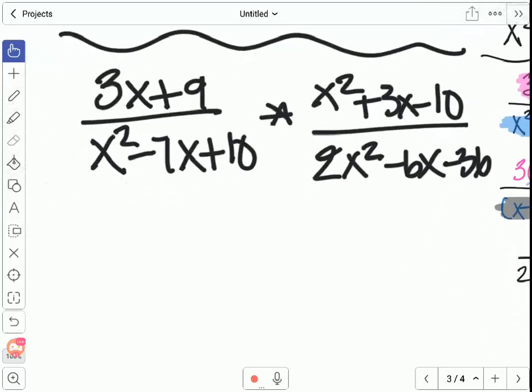Yay for you. So I'm going to redo this problem, but this time I have a different fraction in the top. I have x squared plus 3x minus 10. And I apologize for that. I really did not mean to do that. I thought I'd fixed it to be the same, and obviously I had not.